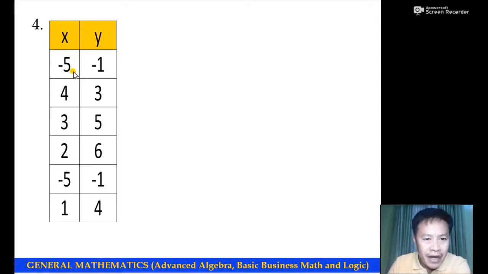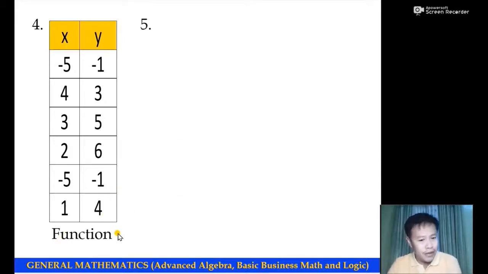Abscissas are negative 5, 4, 3, 2, negative 5. Now, take note, our image is just the same. It means that this point is the same with this point. And this is a function. And this is one-to-one. And this is also onto.